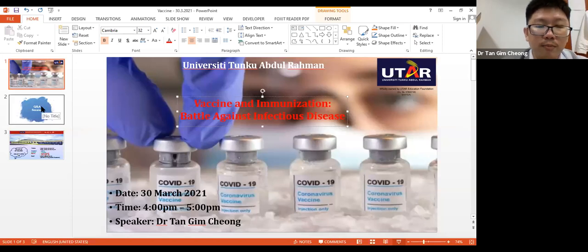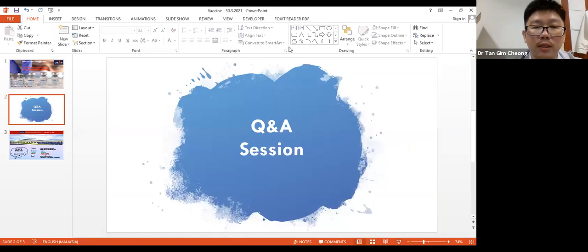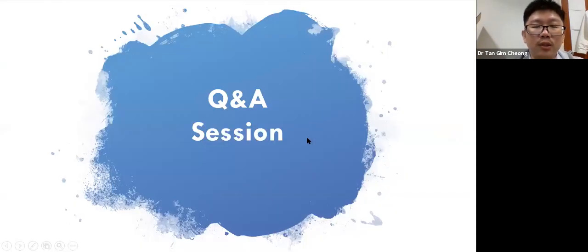That's why it is very important that for any vaccination, any researcher that develops a vaccine needs to study the duration of the protective period. Then they will determine whether the vaccination needs to be given a booster dose or not.